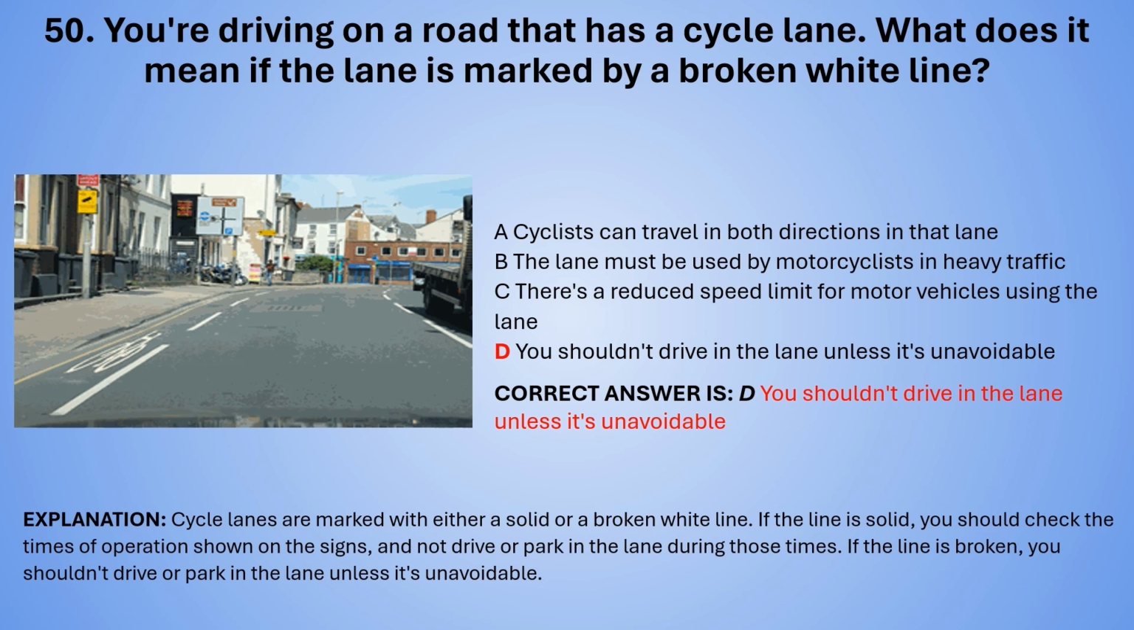Cycle lanes are marked with either a solid or a broken white line. If the line is solid, you should check the times of operation shown on the signs and not drive or park in the lane during those times. If the line is broken, you shouldn't drive or park in the lane unless this is unavoidable.